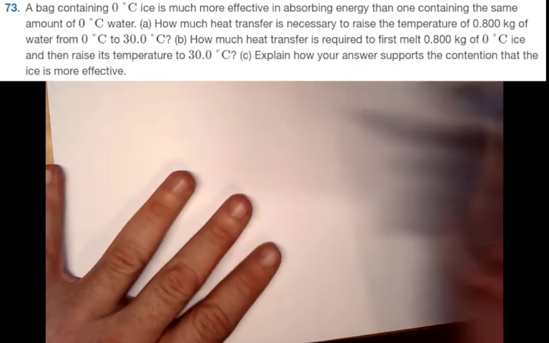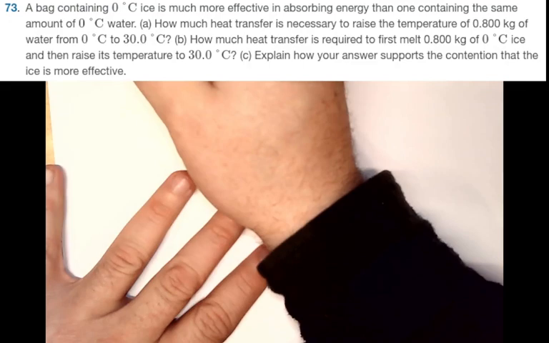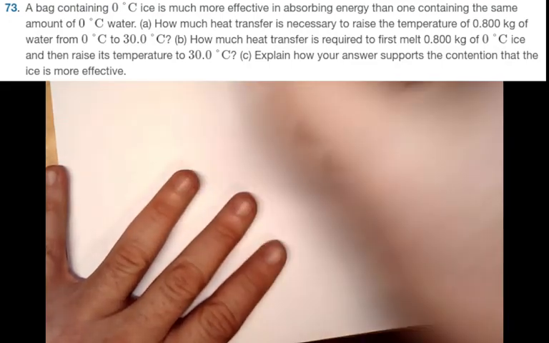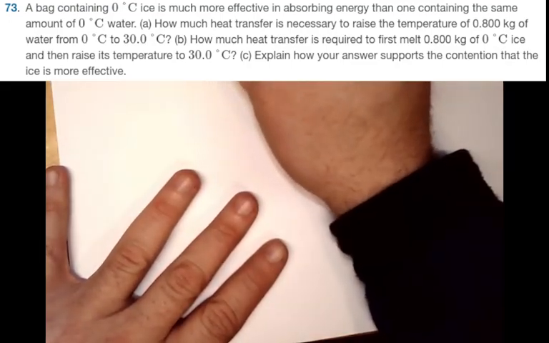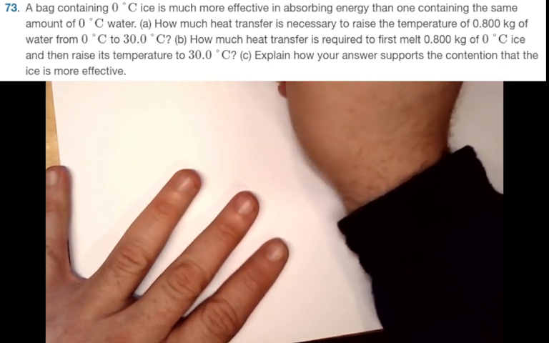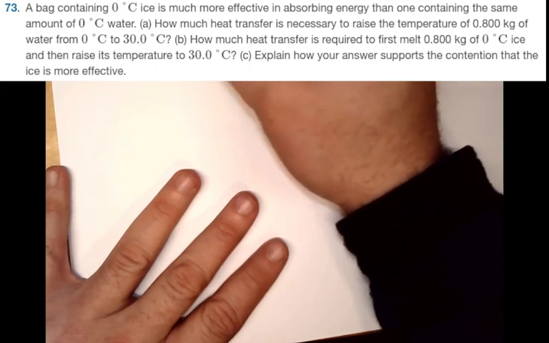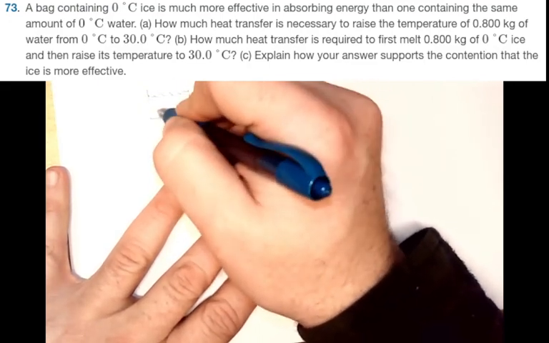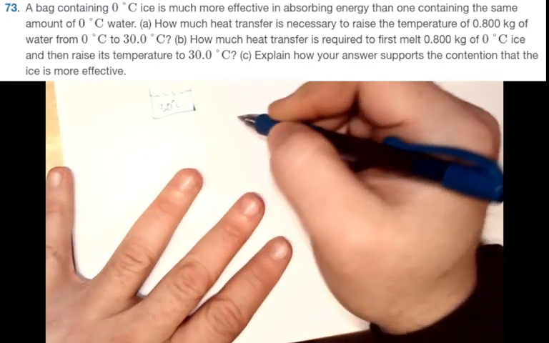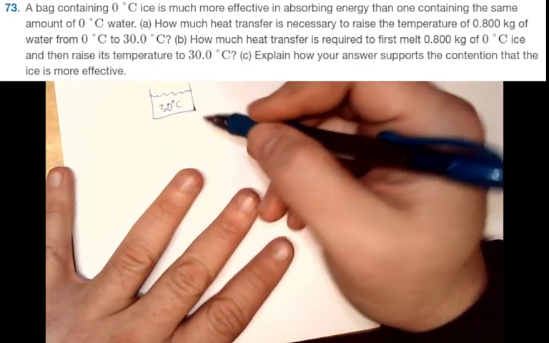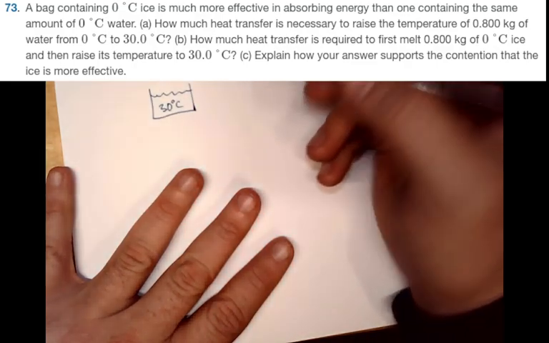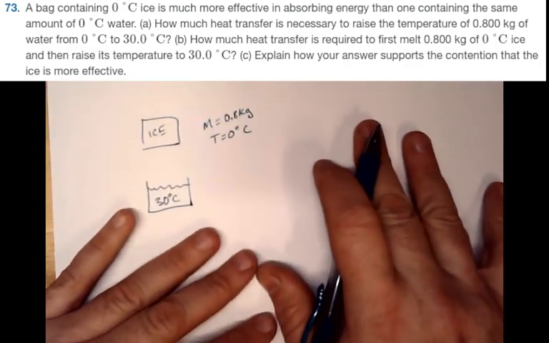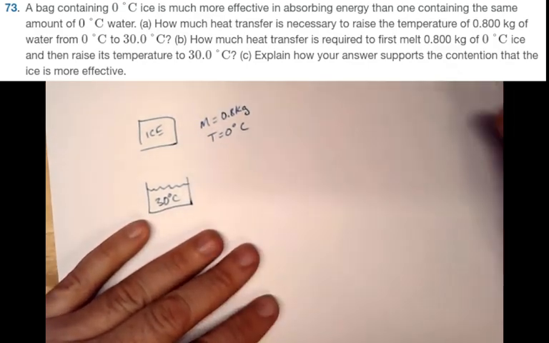So we want to start with our container, and it has a mass of 0.8 kilograms. It starts out at 0 degrees Celsius, and at the end, we want a container of water at 30 degrees Celsius. So if we start out with just water, right? Oops, I just realized you guys couldn't see that, but that's alright. It's just setting up the problem.